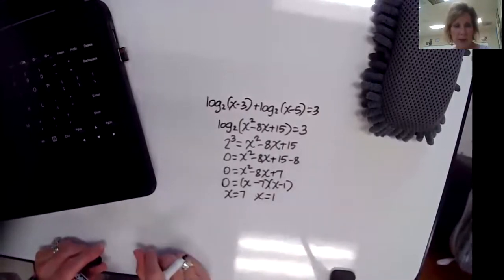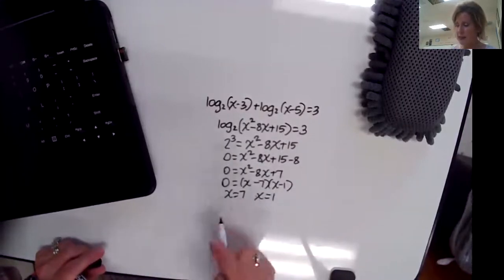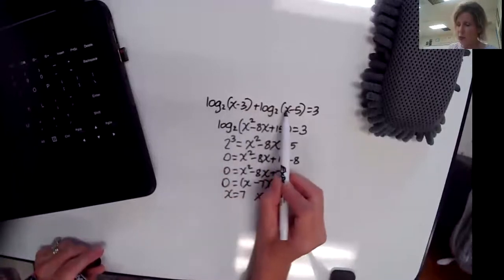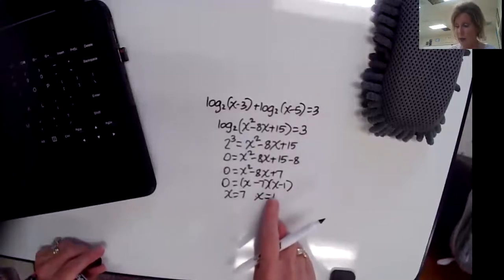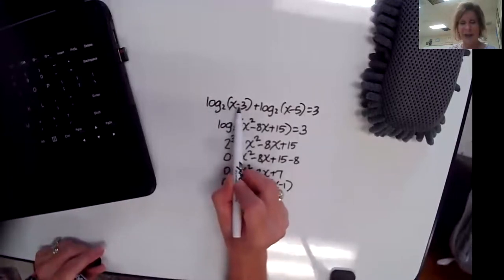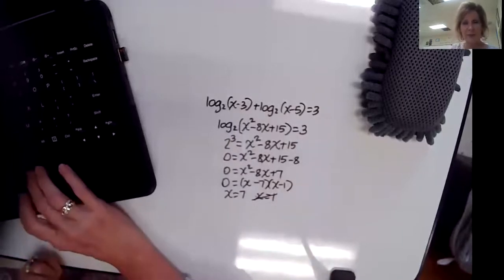I like to write them separately just in case I need to strike one or both of them out for being extraneous. So when you plug in 7, you would do log base 2 of 4. That's fine. And log base 2 of 2. That's fine. So 7's safe. It does not make me take the log of a negative or a 0. When I plug in 1, I do log base 2 of negative 2. I can't do logs of negatives, so 1 is out.